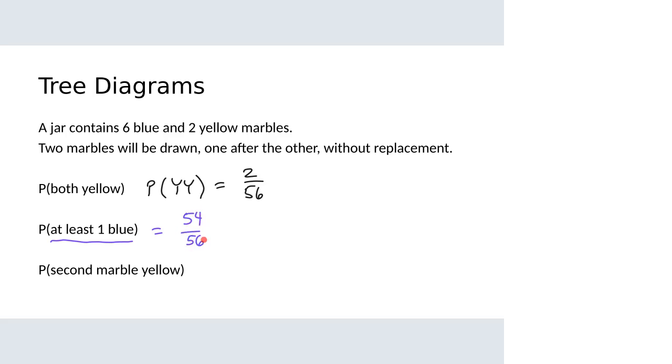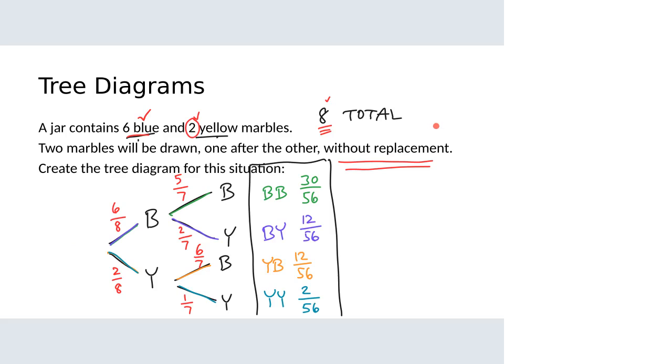And then here's one we haven't seen yet. The probability that the second marble is yellow. Oh, okay. Well, let's go figure out how to find that. Second marble is yellow. So blue, blue. Nope. The second one was blue, so that's no good. Blue followed by yellow. Yes, the second one was yellow. Yellow followed by blue. There's a yellow one in there, but the second one was blue, so that's no good. Yellow followed by yellow. Yes, the second one is yellow.